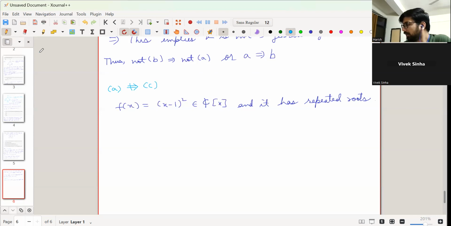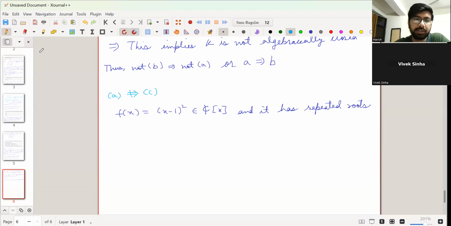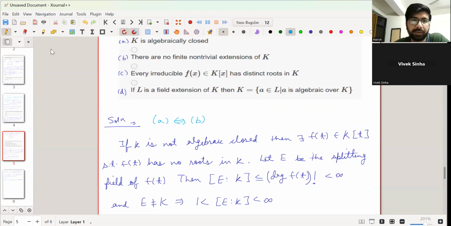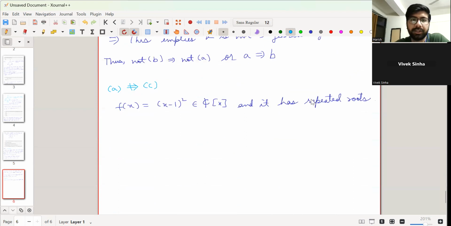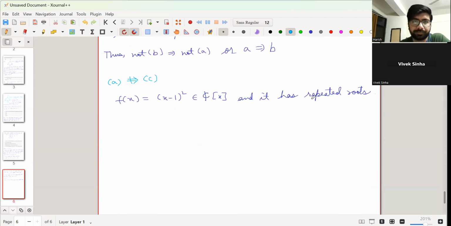Now the D part. So that we will make equivalent with the part A. So it says if L is a field extension of K, then K equals the set of a belonging to L such that a is algebraic over K. So that's what we discussed while proving B is the same as A. So now we will show D is the same as A.